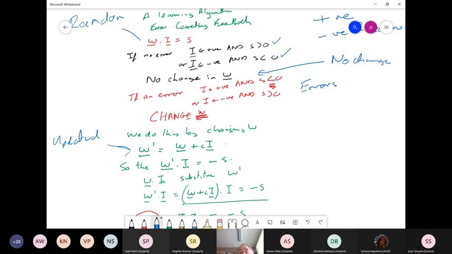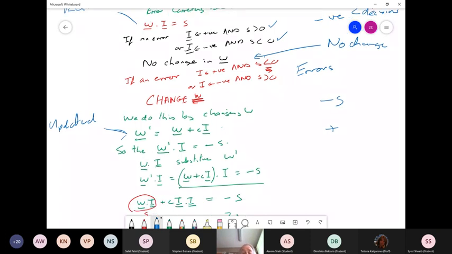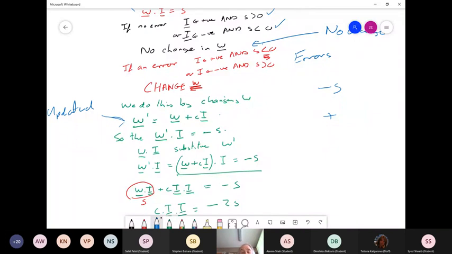So if we get a response from a positive pattern that gives minus S, we change the weight vector, so W prime will be minus S, which will give us plus S, and it will move the pattern into the positive region. Now, to work out what C is, we substitute in this equation first for W prime. W prime is W plus C dot I, which is this line here. That goes into the equation there, and it is multiplied with vector I. And we want the output to be equal, but of the opposite sign to the original calculation.